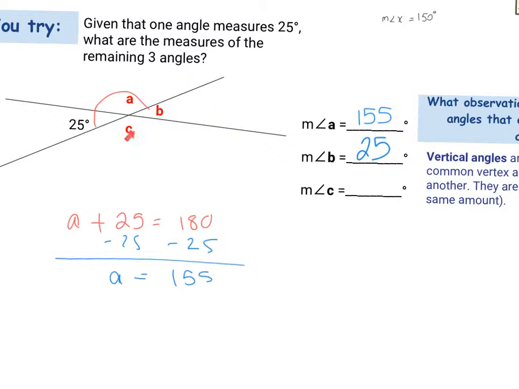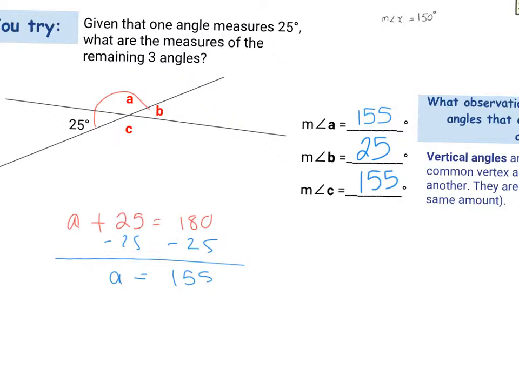What is the measure of angle C? 155. How do you know? It's 180 minus 25, which is 155, because together they add up to 180 here or here. Or the third reason is that they are across from each other, and A is 155. They are vertical angles, and so angle C is also 155.